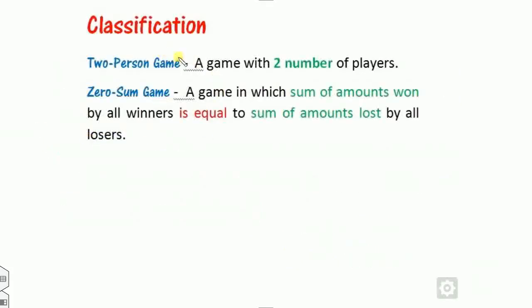So what are the classifications of game theory? There are several classifications here. One classification means the types of game theory. What are the types of the game? The first game type is the two-person game. As the name suggests, it is a game with two players.